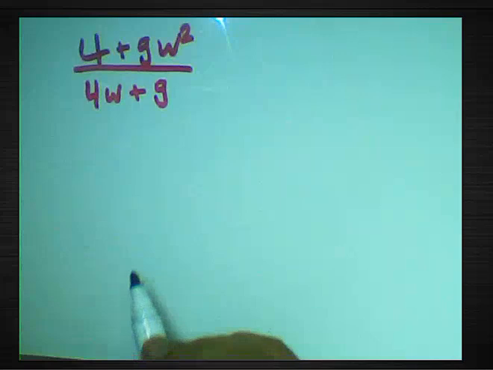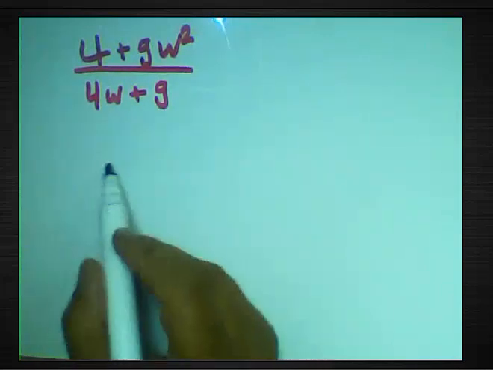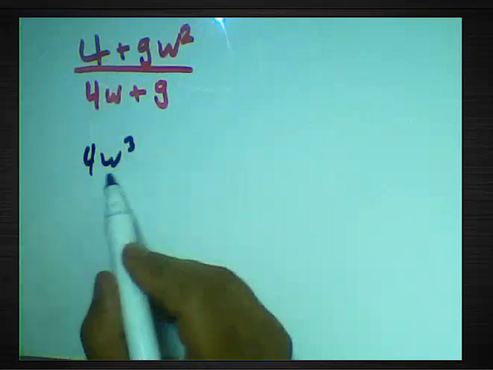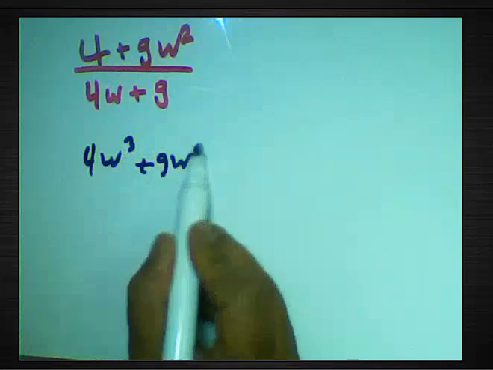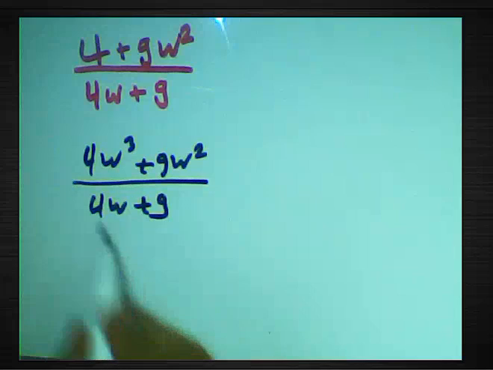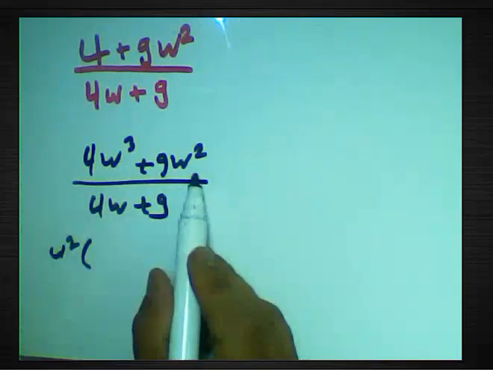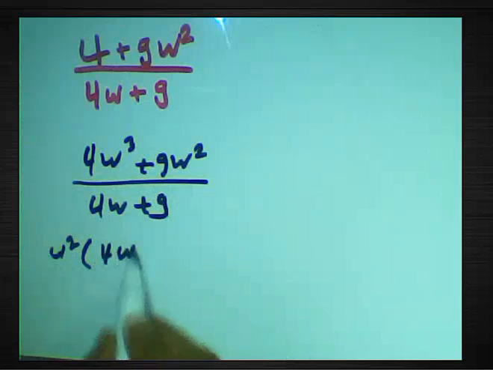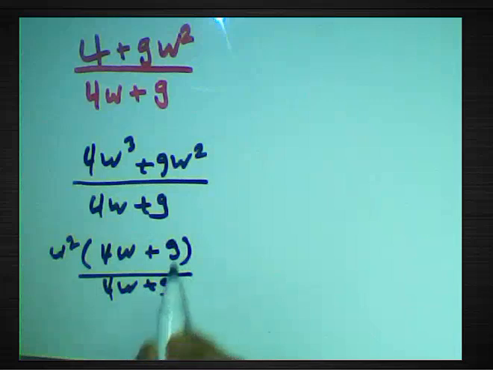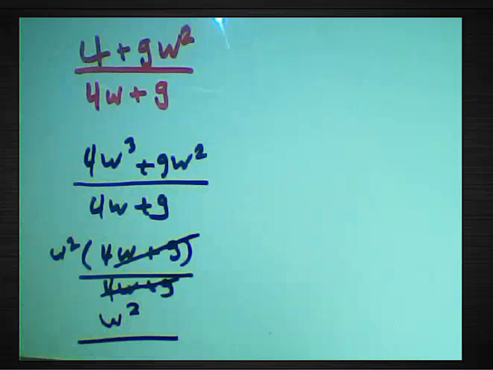About the example (4 + 9ω²)/(4ω + 9): we can find the result by putting ω³ behind the 4 in the numerator, because ω³ equals 1. So we have (ω³·4 + 9ω²)/(4ω + 9). We can write ω² as the common factor between the two terms. The result will be ω²(4ω + 9)/(4ω + 9). We can cancel them, 1 times ω², so the result will be ω².